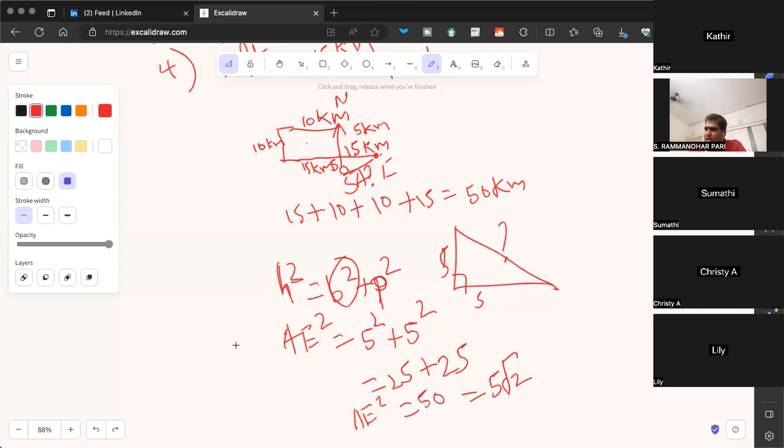In your answer sheet, they would have given it in square roots. So you need to find out the square root. Clear? Don't forget this part alone. You know how to take square root, right? Don't know, sir.